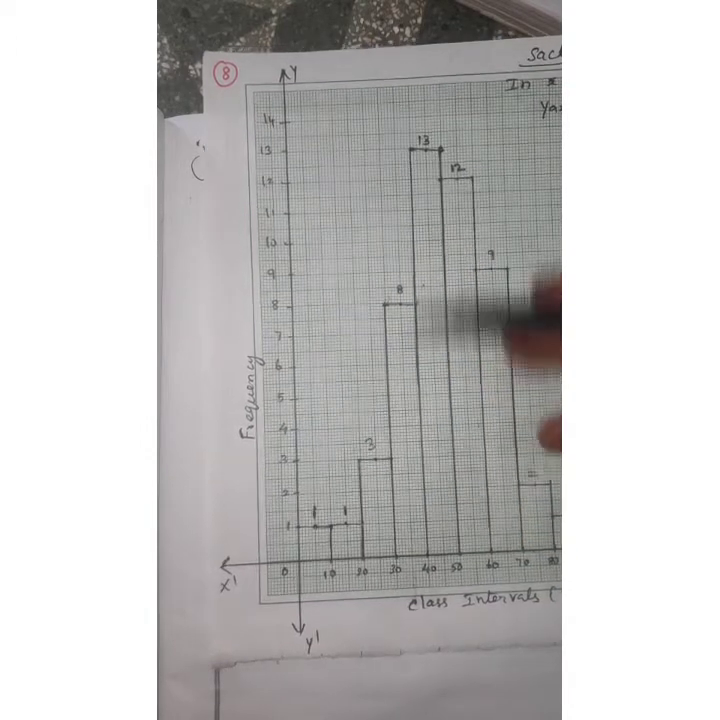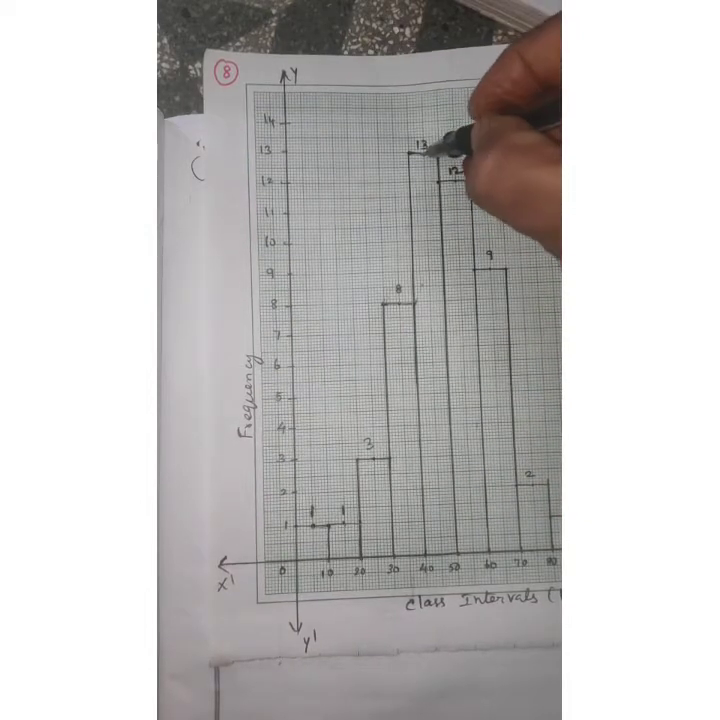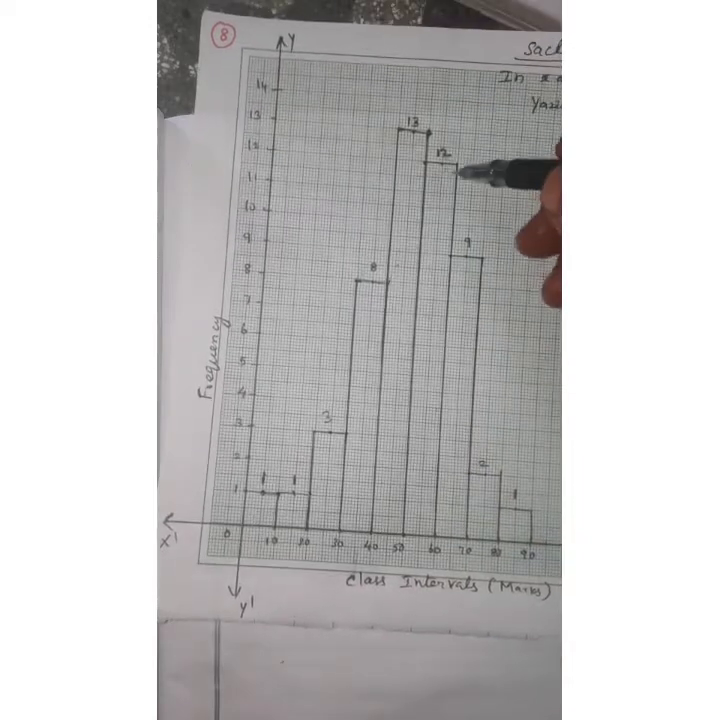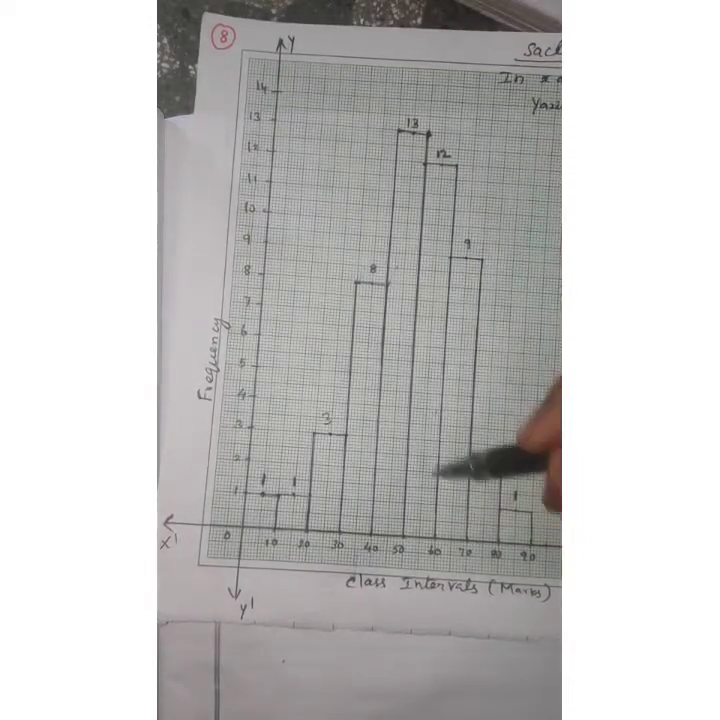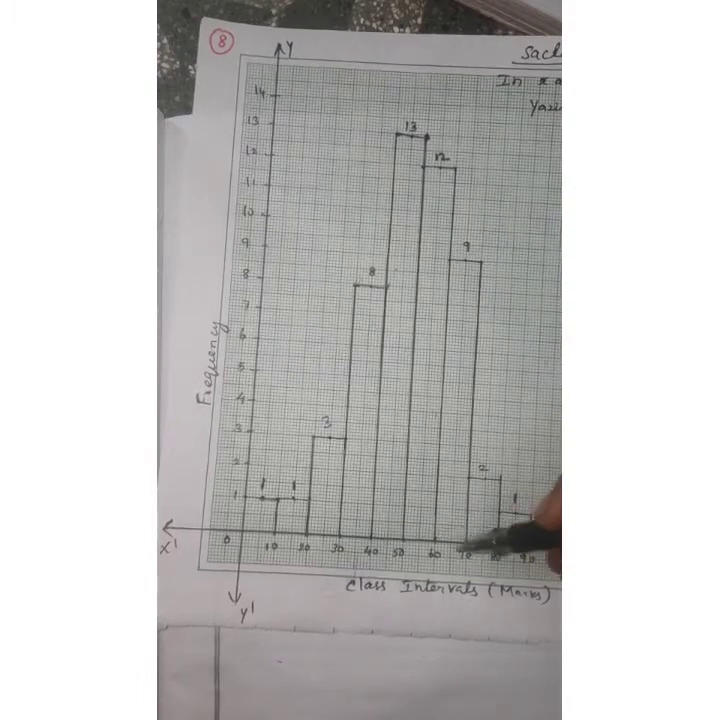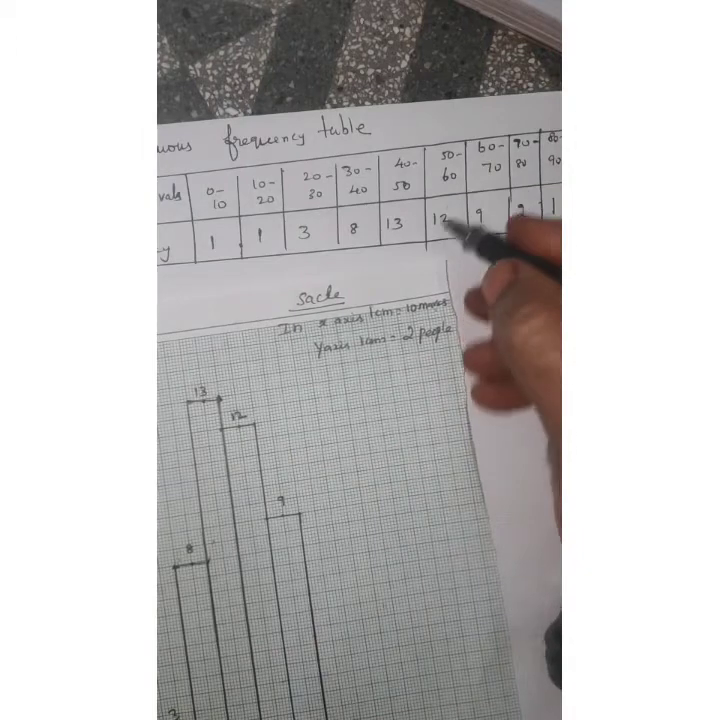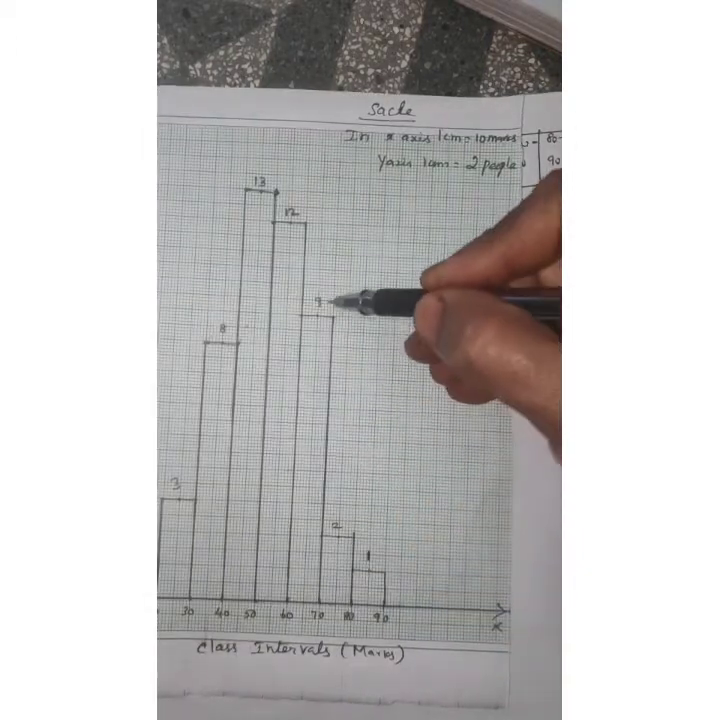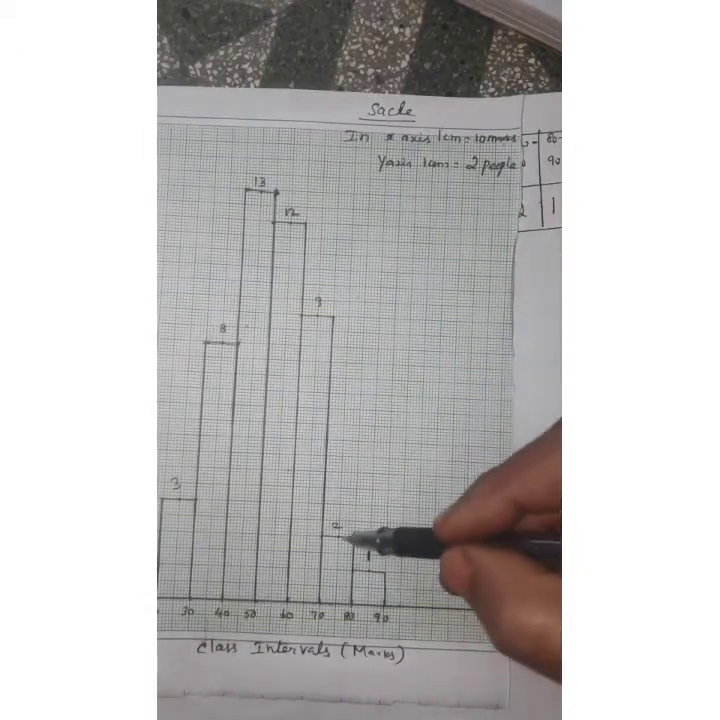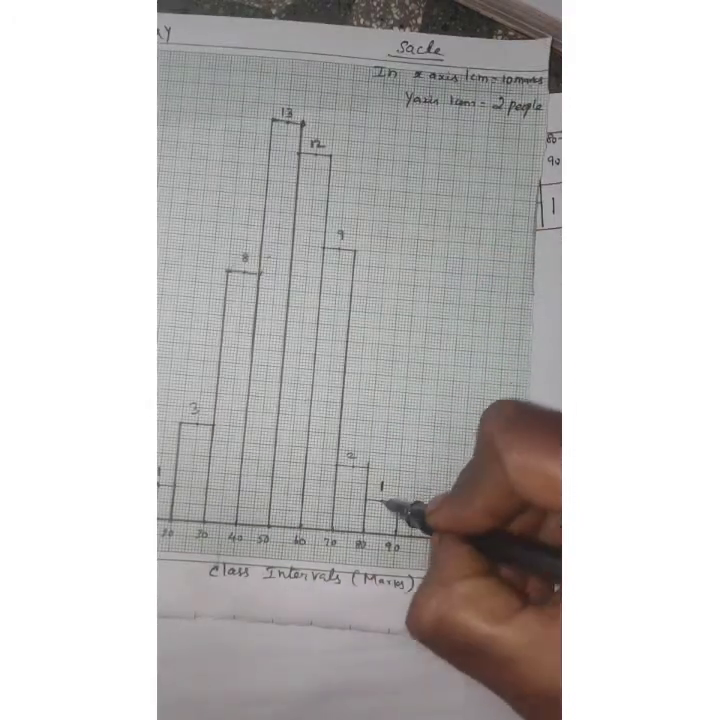Next, 40 to 50, 13. Mark that 13 and put the dot at the center. Next, 50 to 60, 12, center point. 60 to 70, 9 students. 70 to 80, 2 students. 80 to 90, 1 student. Right, after that mark the center point.